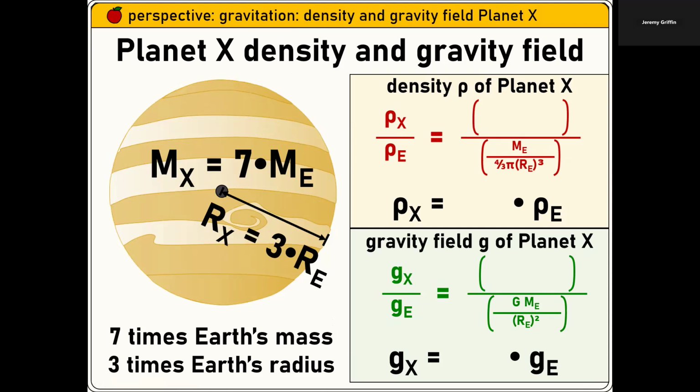I'm telling you that it's 7 times Earth's mass and 3 times Earth's radius. Can you figure out what's the density of planet X's dirt compared to Earth? Here's the density of Earth dirt. Here's the density of planet X. And what is the gravity field at the surface compared to Earth? So you guys know on Earth we're approximately 10 meters per second squared running around, right? But on this planet, would you feel kind of light or kind of heavy? Or how many times Earth's gravity would that be? Go ahead, do the math there.